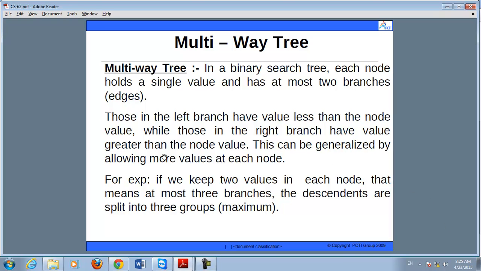Those in the left branch have less value than the node, and the right branch has greater value than the node. But for example, if you keep two values in each node, that means at most three branches, and the values are split into three groups.